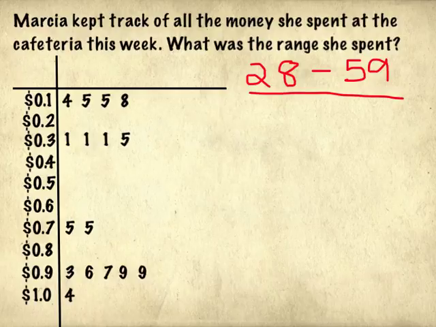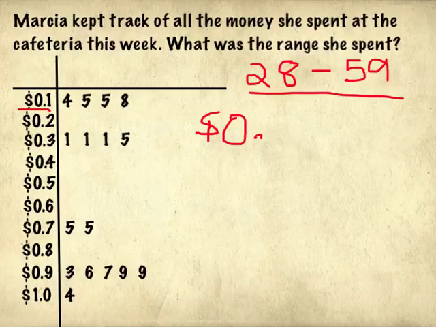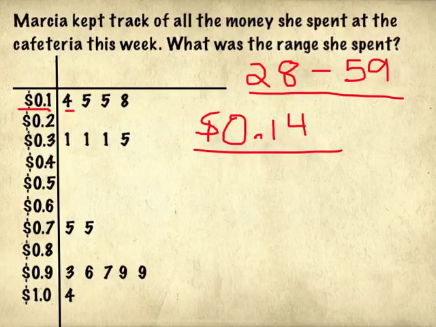Now, when you look at the stem and leaf chart, this may look confusing at first, but it's actually not if you break it down. If you just take out the stem, so I have $0.1 as my stem, and then I take out my leaf and put a 4 there, that just says 14 cents. And that's also the smallest value on my stem and leaf chart.